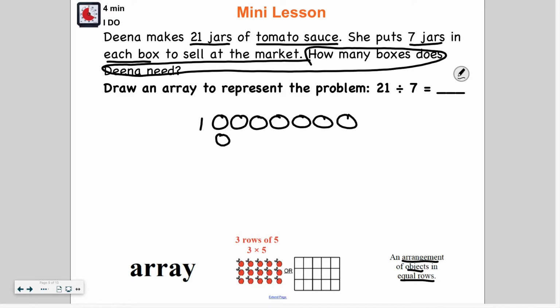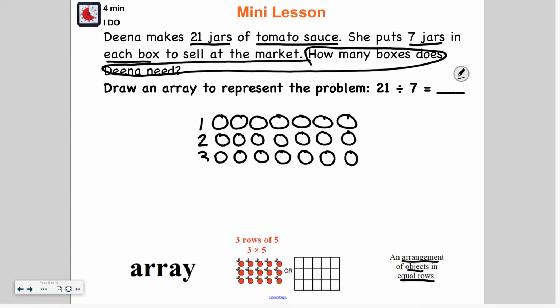So another box of jars would be 8, 9, 10, 11, 12, 13, 14. That's 2 boxes of jars. I don't have enough yet, so I'm going to keep going. Add another box of jars. So our third box of jars, 15, 16, 17, 18, 19, 20, 21. So I have 3 boxes of jars. And I'm going to stop here because I know that's how much she started with. She had 21 jars. She's placing 7 in each box. So here I can see that she only needs 3 boxes. 21 divided by 7 equals 3.